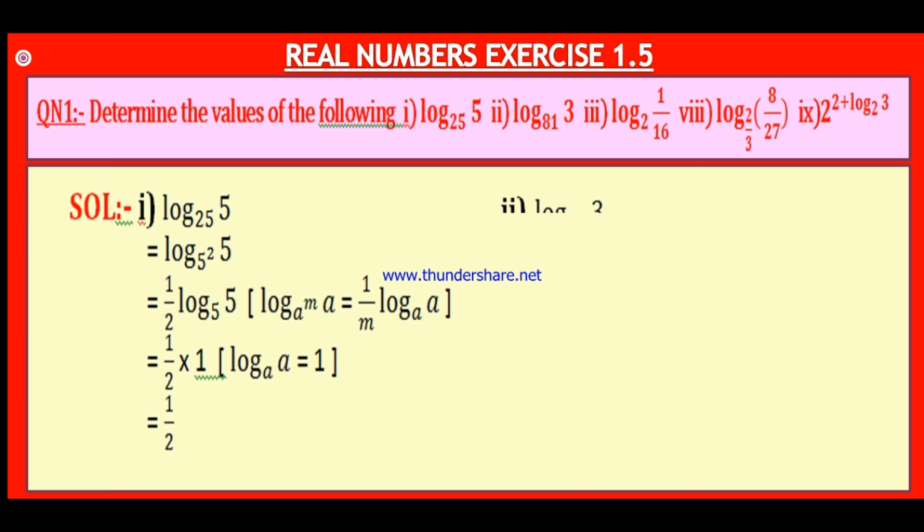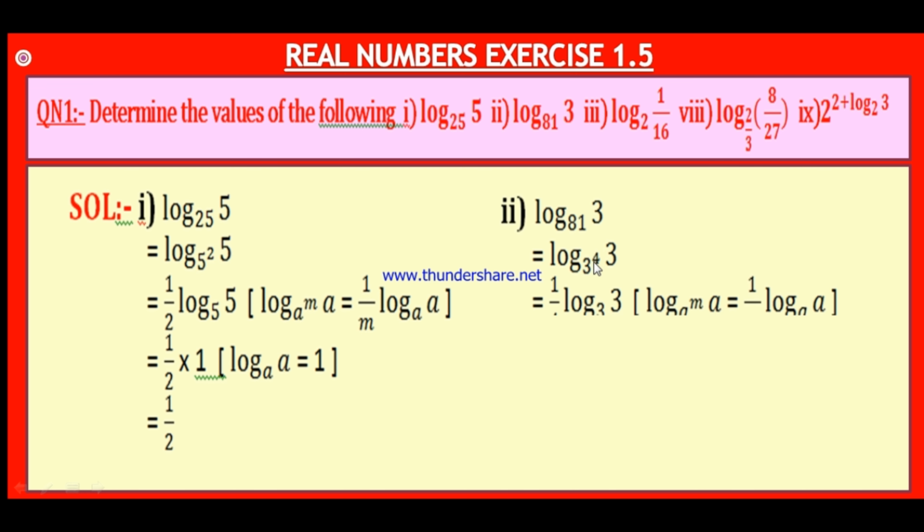Log 3. What is the second bit? Log 3 to the base 81. Now let us prime factorize 81. 81 is nothing but 3 power 4. Therefore, this is log 3 to the base 3 power 4.